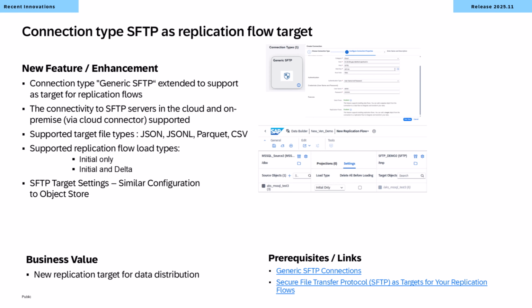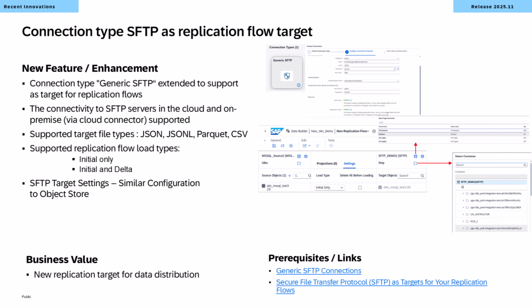Coming to the replication flow, it supports both load types, initial only and initial and delta. Once you configure the source connection, now you can configure the target connection. In this case, you can configure the SFTP as a target. So you can select the SFTP as a target, and you will need to select a container where to put the files on the SFTP server.